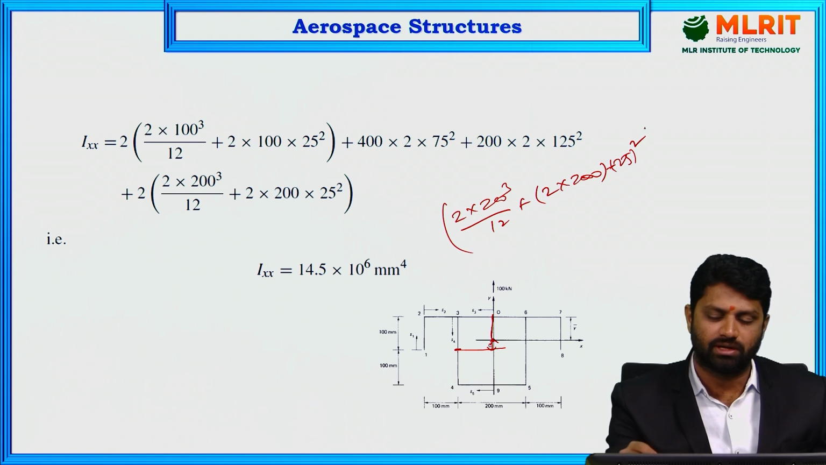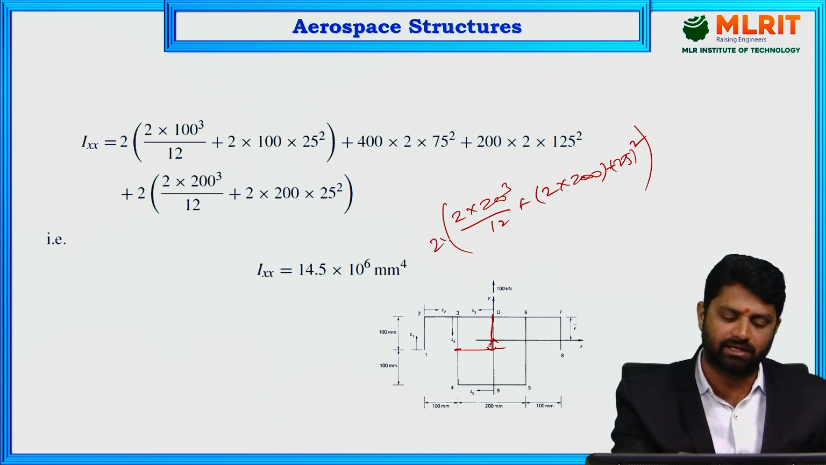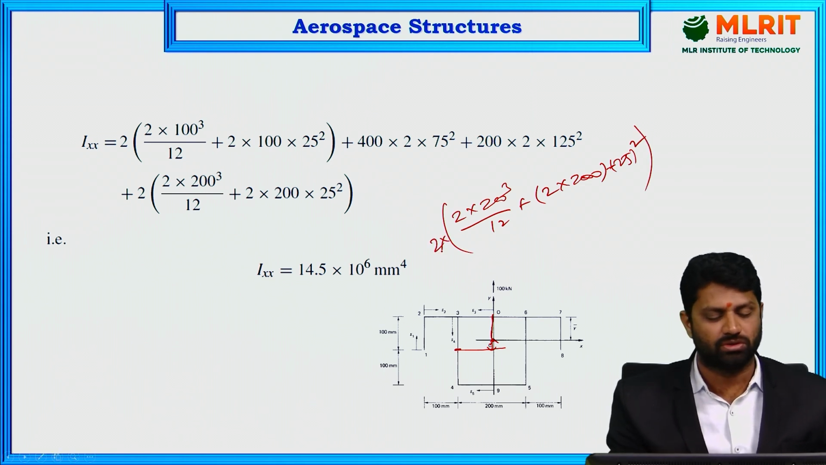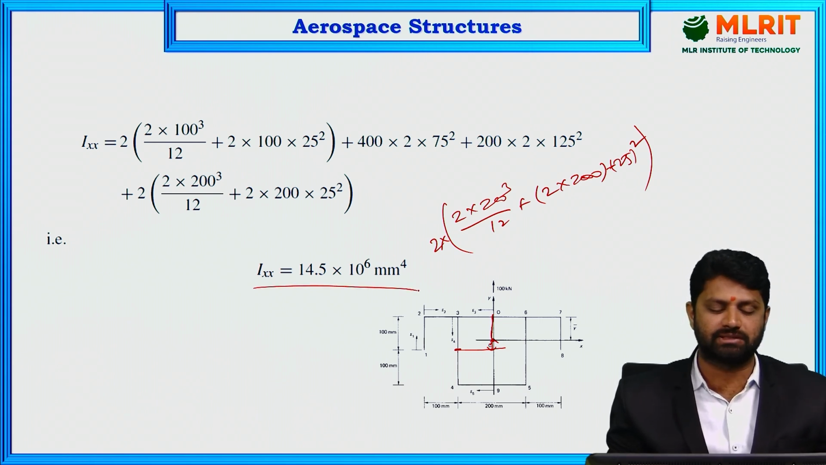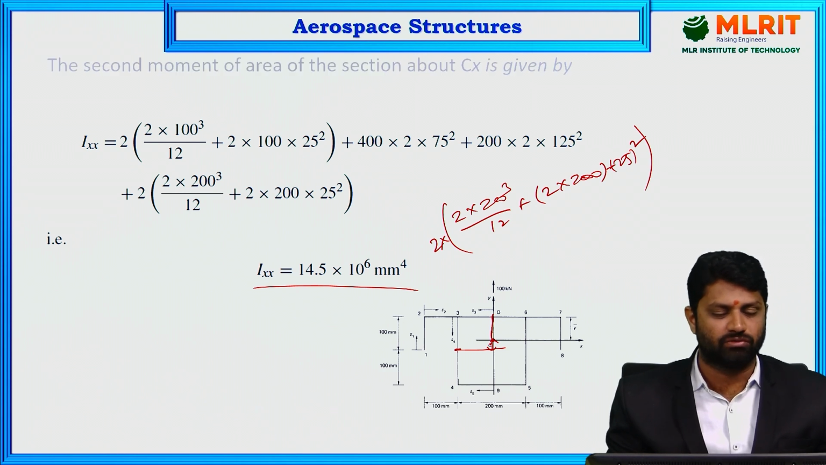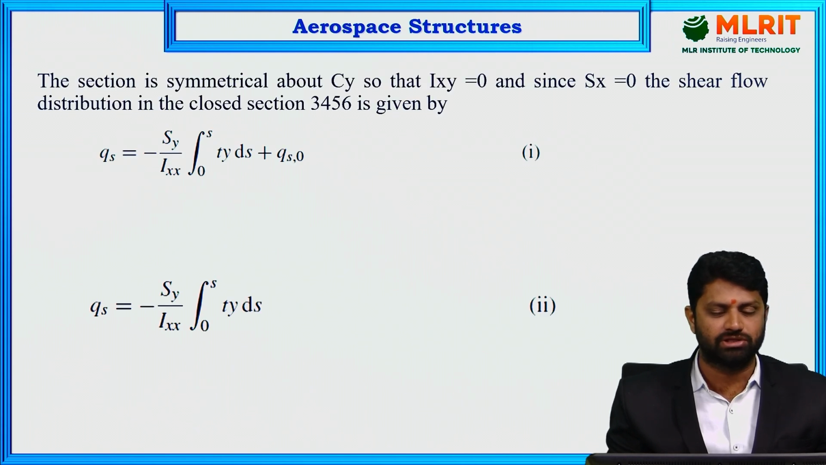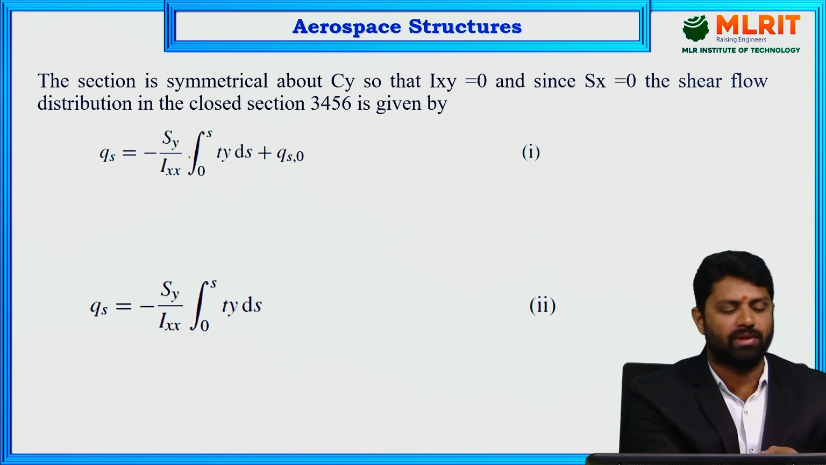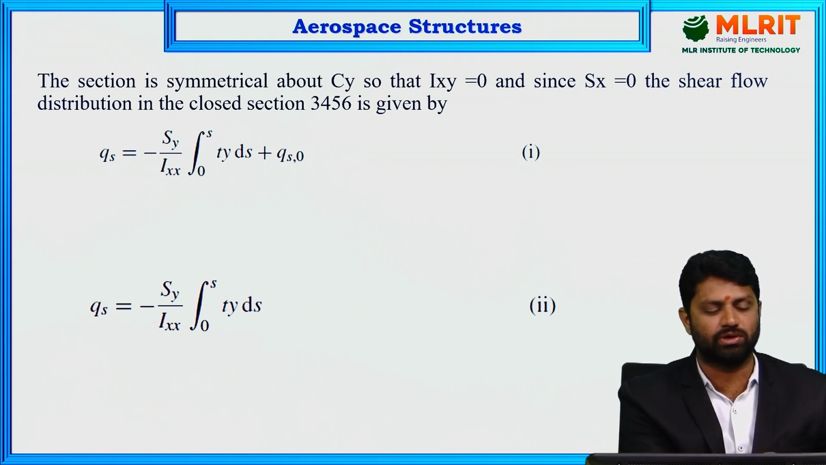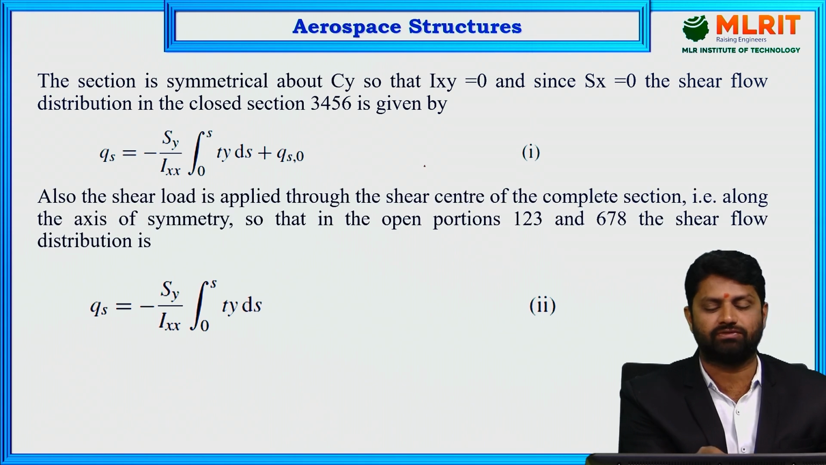So like that you got another panel, that is the 5 6 panel, and you can write it similarly. In this way, if you calculate the moment of inertia, you are going to get the moment of inertia as 14.5 into 10 power 6 mm power 4. Once you get this moment of inertia, you can start solving for the shear flow. The shear flow formula which we already saw is Qs equals minus Sy by Ixx integral 0 to S of T into Y into ds plus Qns naught, which you can consider as the first equation.